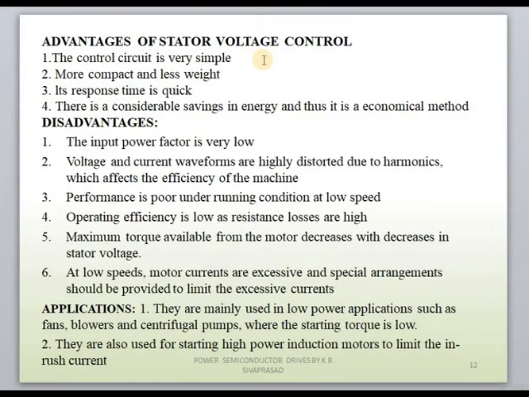Advantages of stator voltage control. What are the advantages? It is very simple and compact, with less weight. It produces quick responses. There is a considerable saving in energy, and thus it is an economical method.